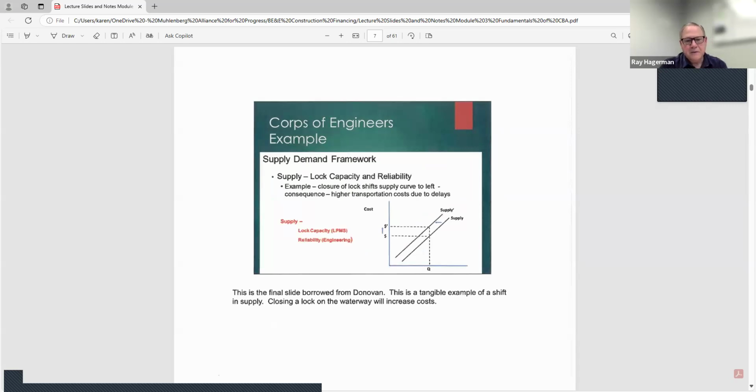Demand framework, this is the final slide really that has been borrowed from Donovan. This shows a tangible example of a shift in supply. By closing the lock on the waterway, it can increase the costs. The reason it does so is because it causes delays while they close the locks in order to do that.